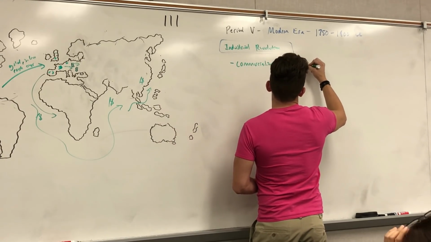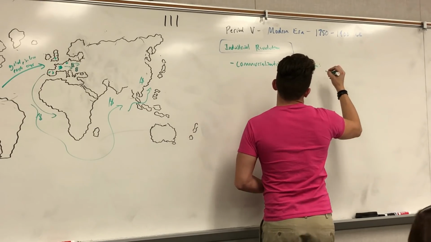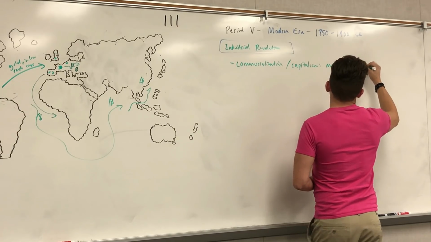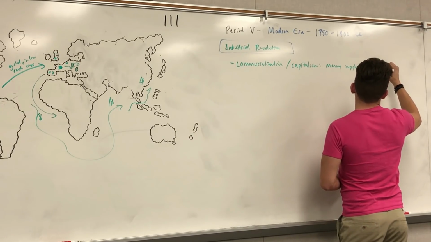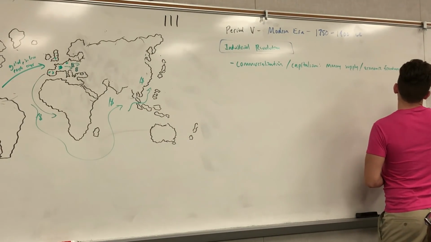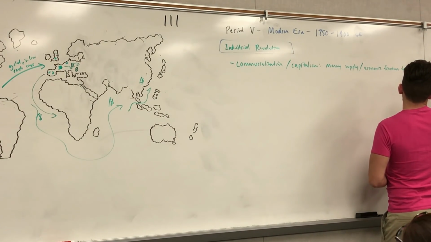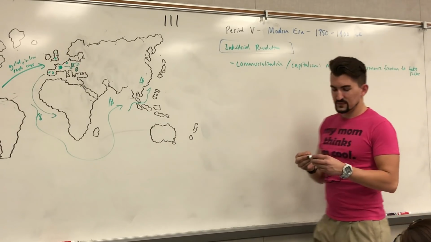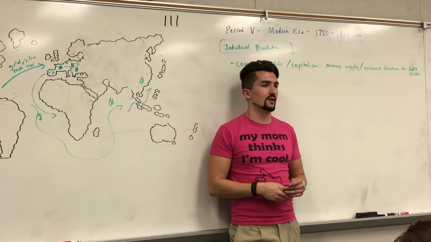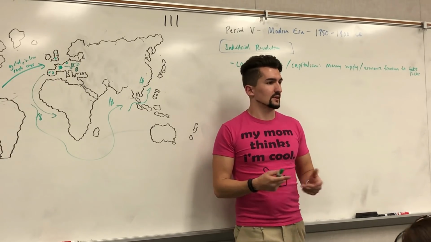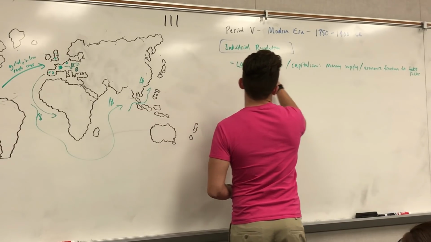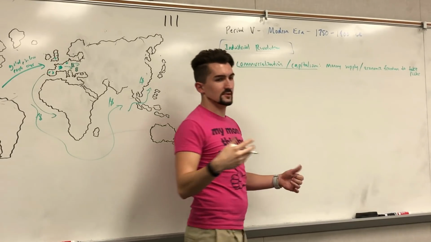Capitalism. They provide two things. They provide a money supply and economic freedom to take risks. Is it a risk to start a factory? Yes. Is it a risk to fund exploration? Yes. Is it a risk to buy something expensive in the hopes of making a profit? Absolutely, yes, it is. And that's going to be allowed here by capitalism. So commercialization and capitalism are going to allow this Industrial Revolution to start taking place.